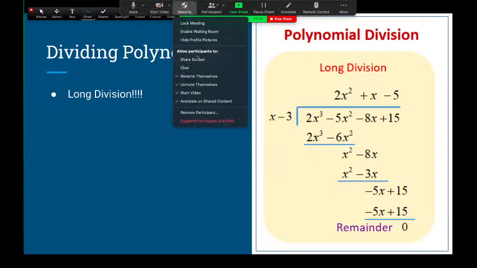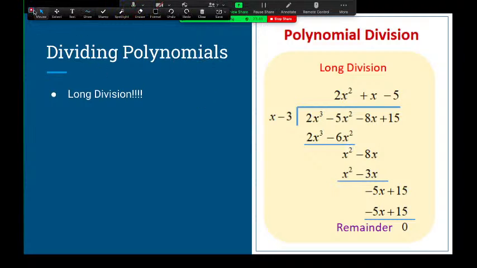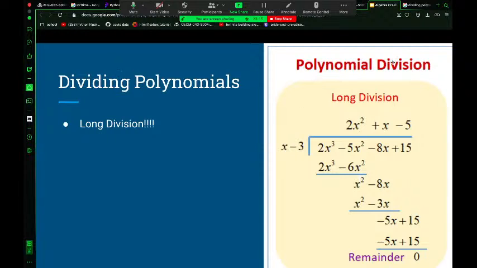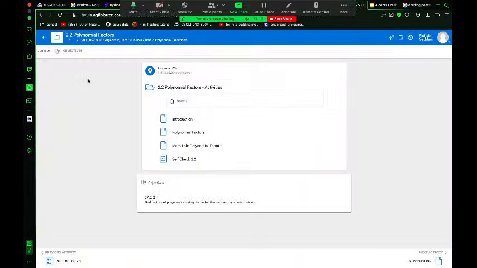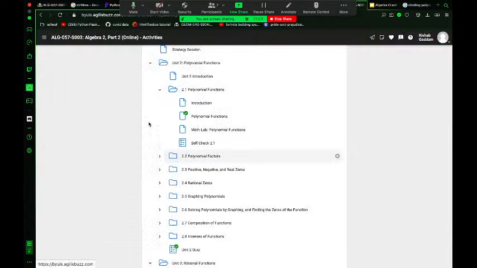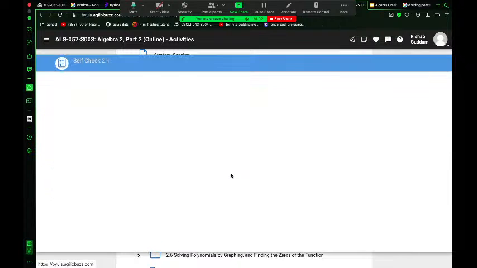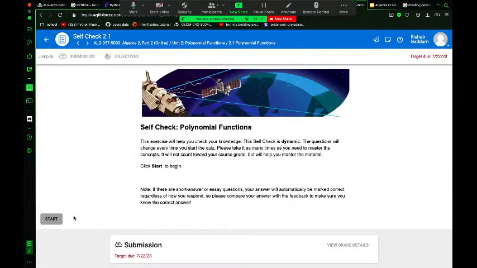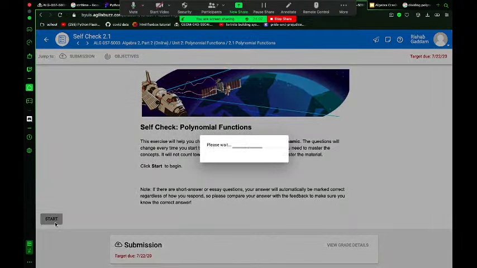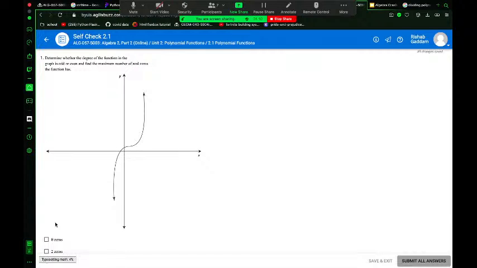So now let's do some practice problems on this. First of all, we're going to do the practice problems on the polynomial functions first. So if you go into self-check, start this. Okay, let me zoom in. No, I don't think I need to zoom in. Okay, there we go, it gets bigger.